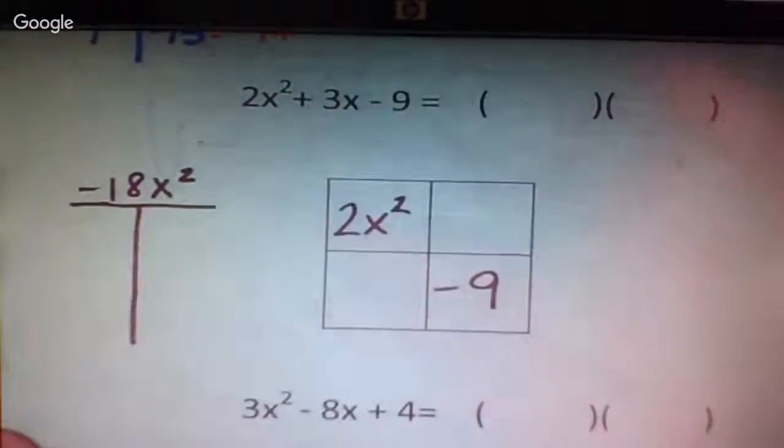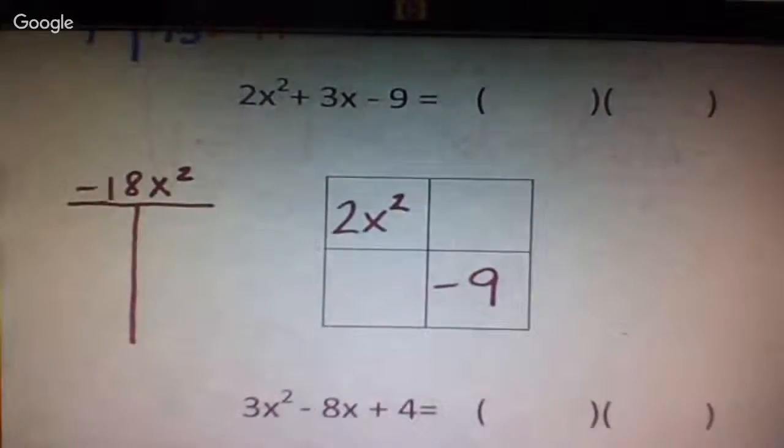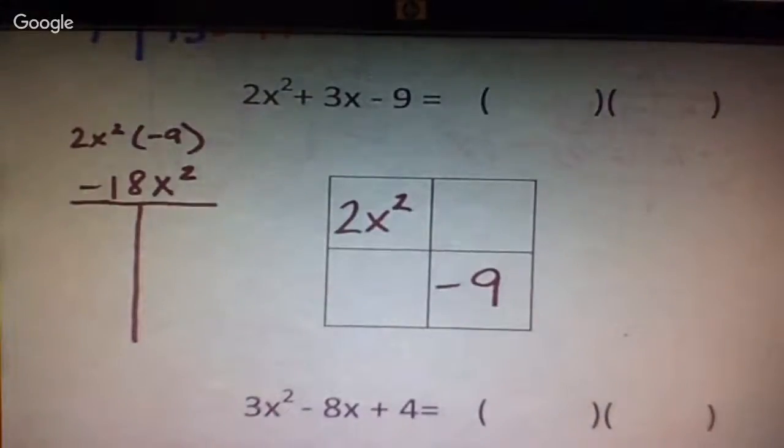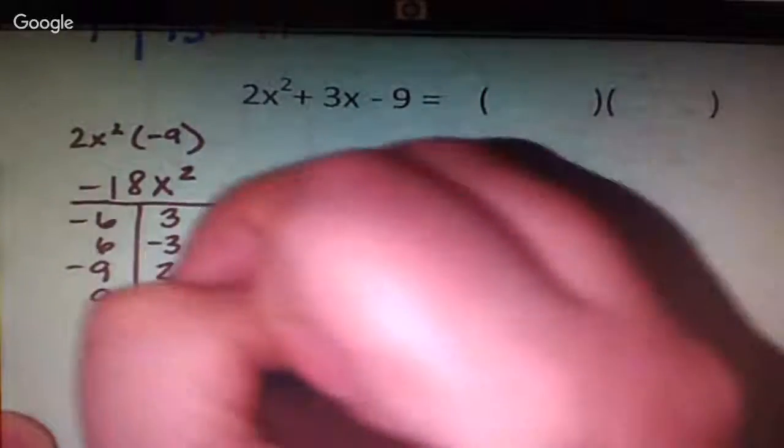Okay, so you said -18x squared. Wait, how did you get -18 again? You multiply those two. So 2x squared times -9. If you need to write that on here, it's 2x squared times -9. And that's where that came from. Okay. I need factors. -6 and 3. -6, +3. +6, -3. 9 and 2, good. 1 has to be positive, 1 has to be negative. And 1 and 18.